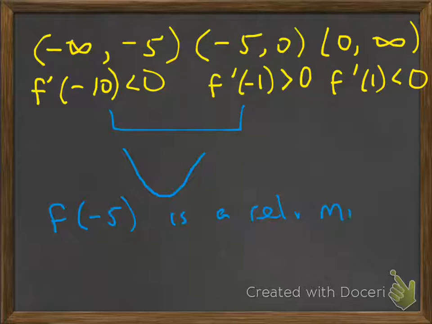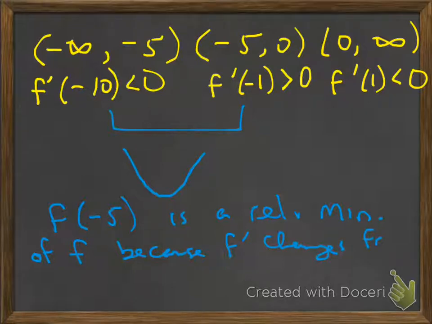I'm going to abbreviate here a little bit. Of f, because f prime changes, that's a little sloppy, sorry, but I'm trying to squeeze stuff in here, changes from, whoops, negative to positive at x equals negative 5.